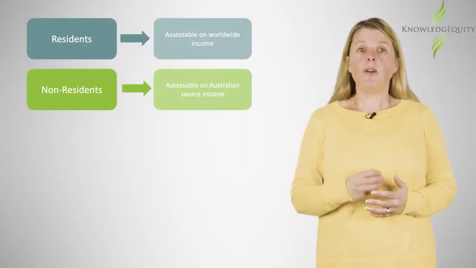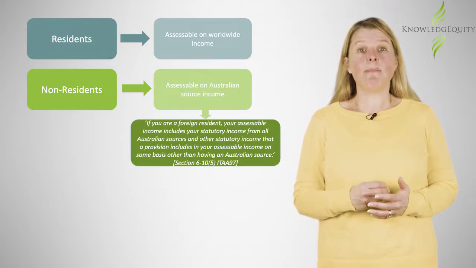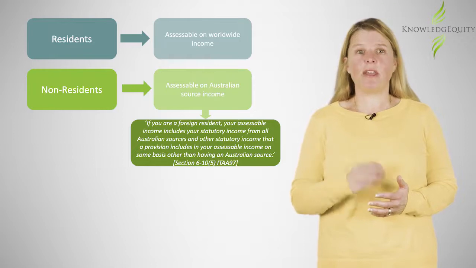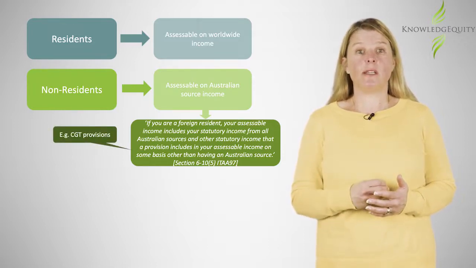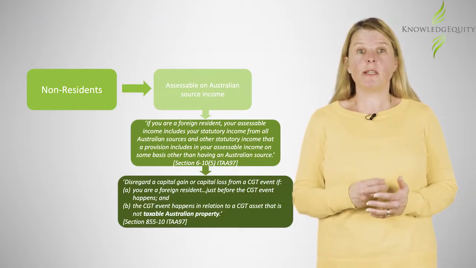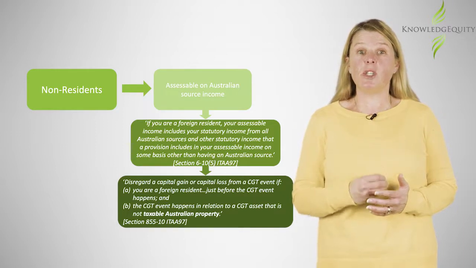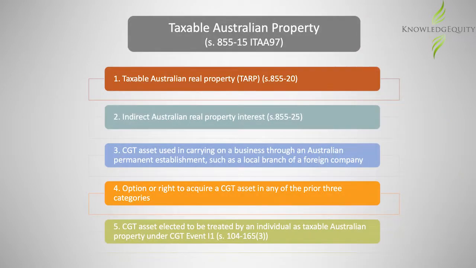In general, a non-resident is assessable on Australian source income. However, in some cases, income might be assessable on the basis other than source. The CGT provisions assess non-residents on the basis other than source. Specifically, non-residents are potentially assessable for CGT events relating to taxable Australian property. The legislation lists 5 categories of assets that are taxable Australian property.